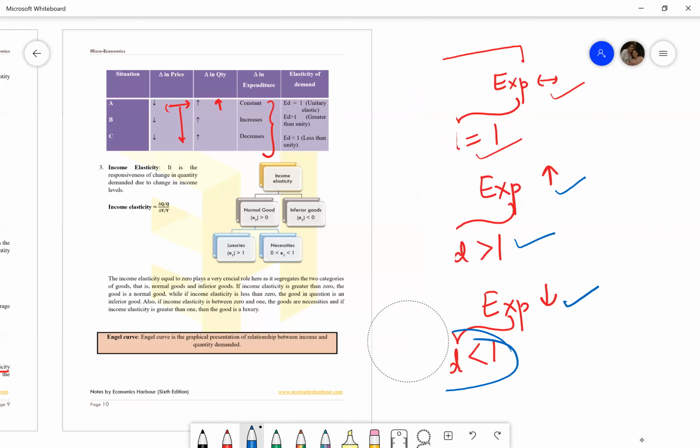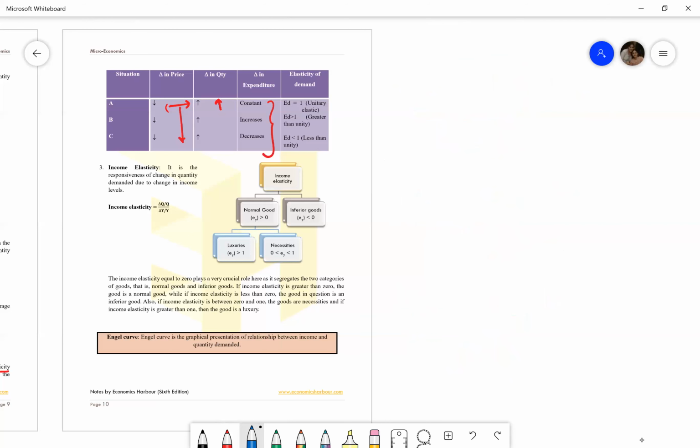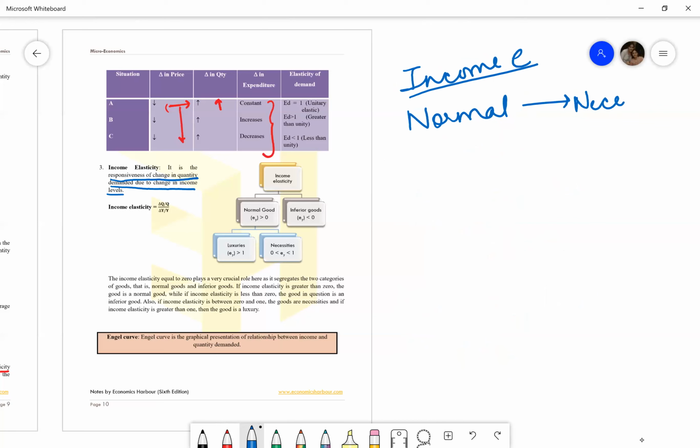Next we have the income elasticity method. Income elasticity is the responsiveness of the change in quantity demanded due to change in income levels. Now, in case of income elasticity, you need to classify the goods first. You have normal goods, and in this you have necessities and your luxuries. Then you have your inferior goods.